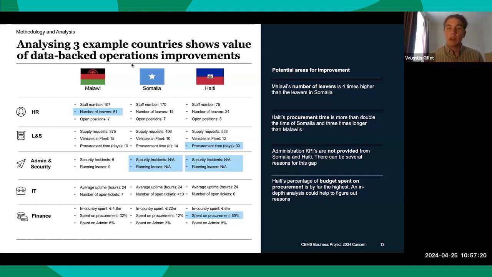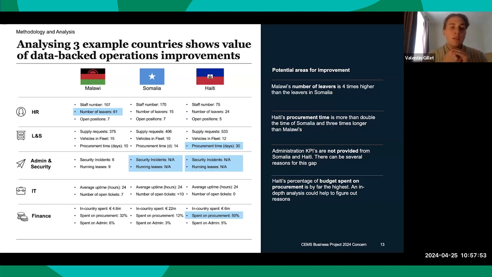Another number that is quite outstanding is the procurement time in days. Haiti has a 30-day average procurement time, which is more than double the time in Somalia and 3 times more than in Malawi. Here we can also think about what we can do to shorten this time. What is the reason? Are other logistics and supply procurement models more efficient than the one in Haiti? And how can we improve these numbers?